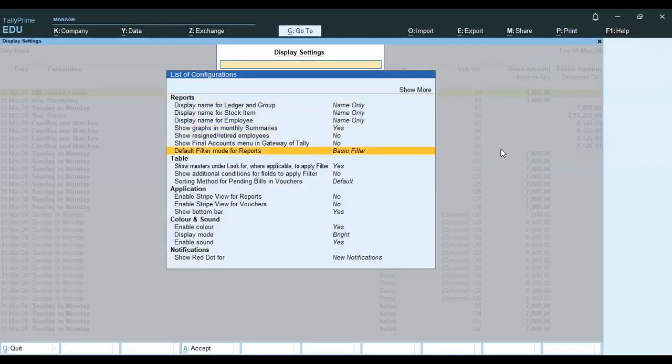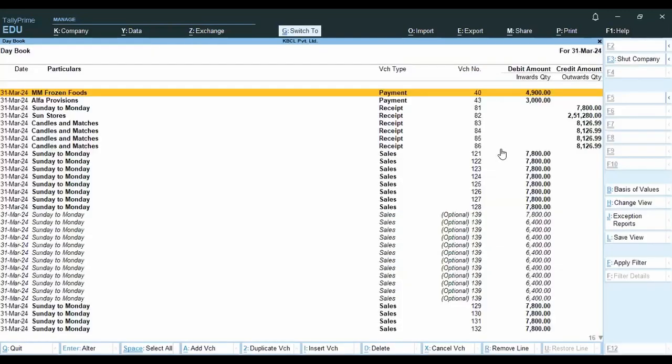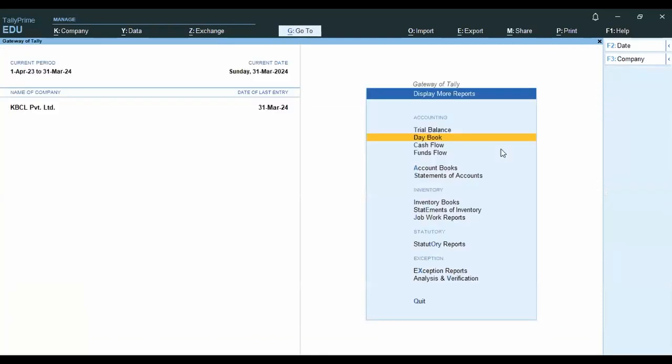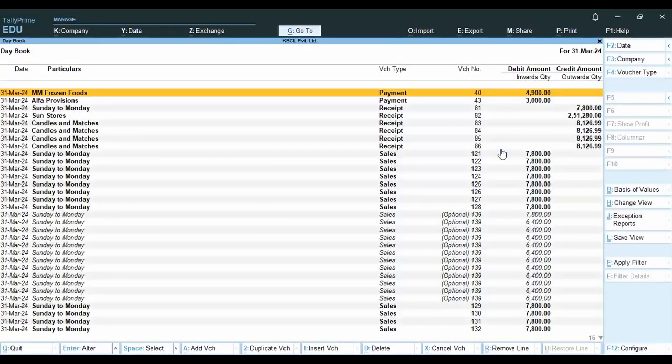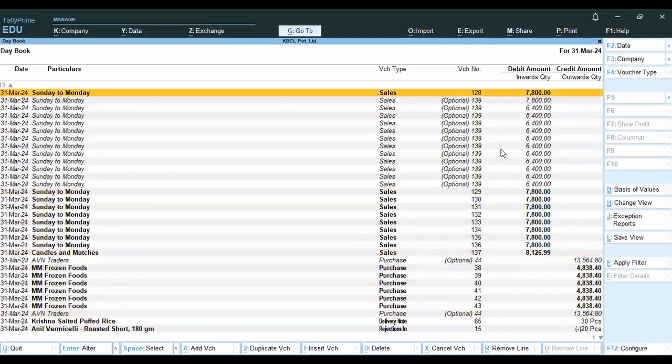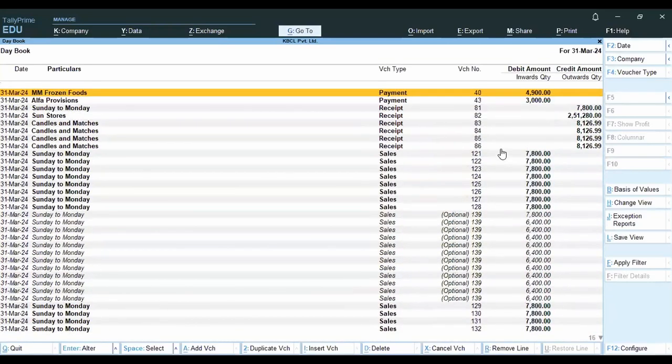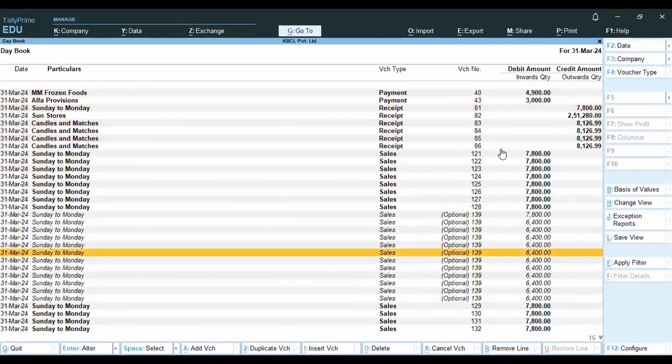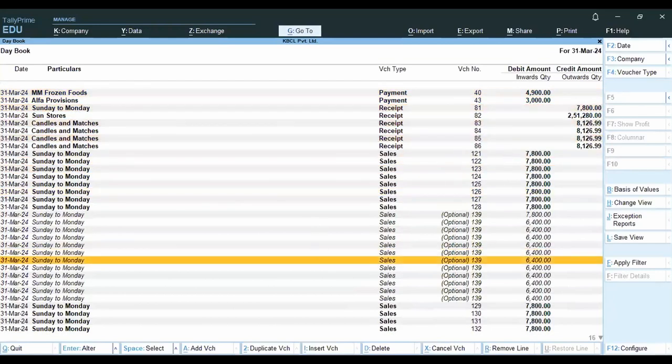So here under display, there is an option called enable strip view for reports. I'm simply making it yes. Control A. Now you can see the daybook is coming with strip, like it is very easy to identify the transaction. Can you see the stripes in the invoices? So this feature I would request you all to enjoy, making your view of Tally simpler and faster.